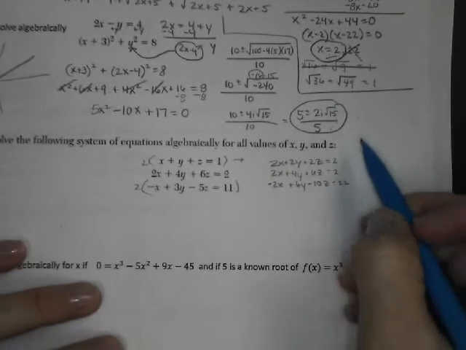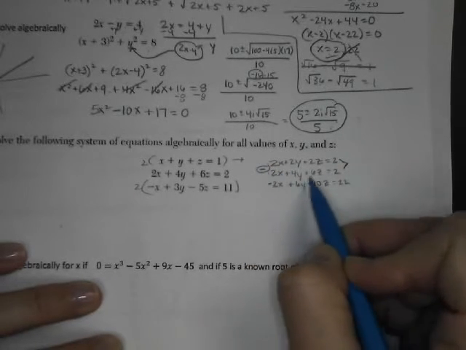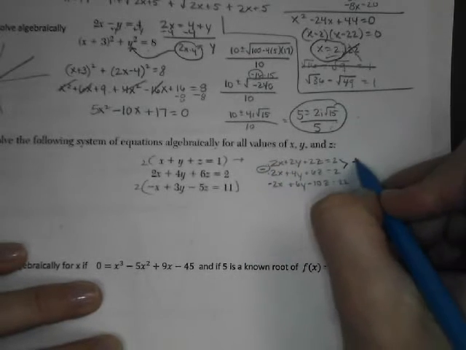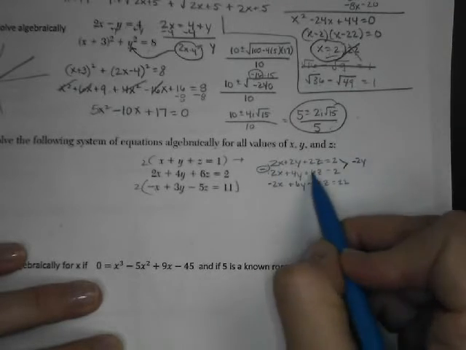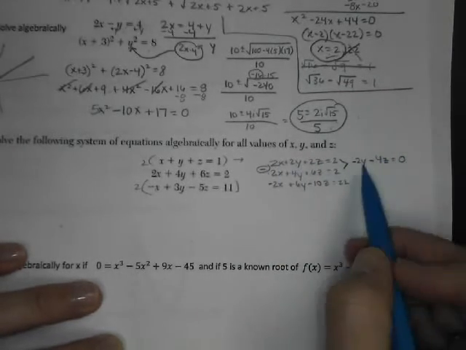Now, first round of elimination with the first two equations, same sign, subtract. 2 minus 2 is gone. 2 minus 4 is negative 2y. 2 minus 6 is negative 4z. And 2 minus 2 is 0.